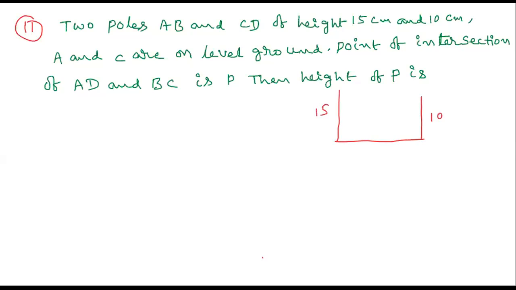A and C are on level ground. This is A, this is C, now this is B, this is D. So join AD, and join BC, and the point of intersection of AD and BC is P. So the height of the P we have to find. Now the height I am taking as H, and this is taken as Q.